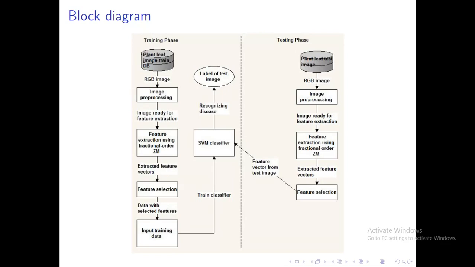The 70% data will be used for training, which is put into the SVM classifier for its training. Now in the testing phase, if an image comes for recognition, then that image will firstly be pre-processed, and then the same process of feature extraction and feature selection will be repeated as previously. Then that feature vector is put into the SVM classifier, which will recognize the disease and label it.